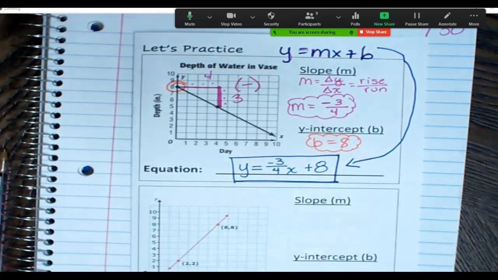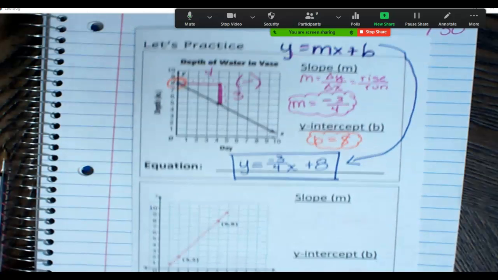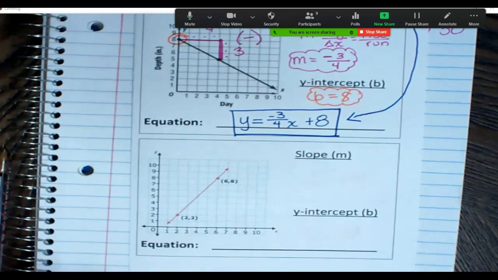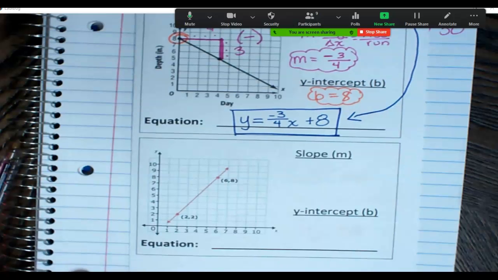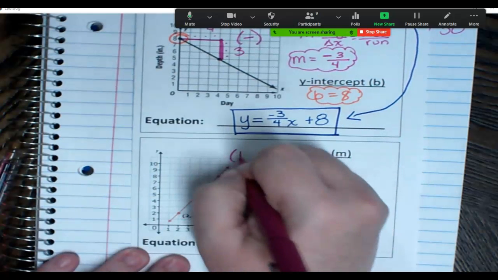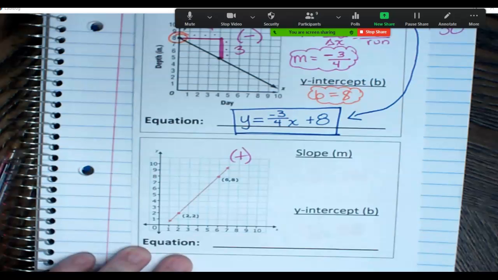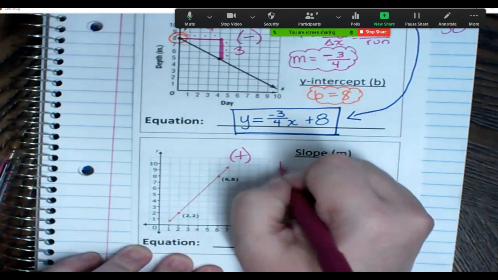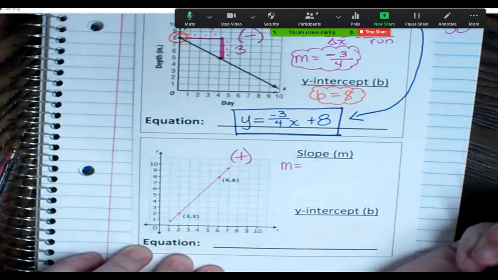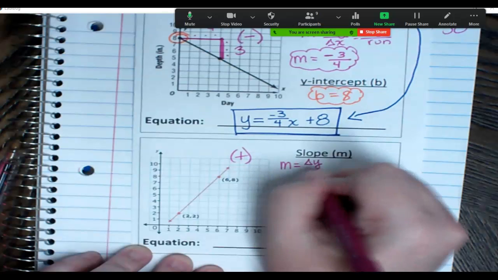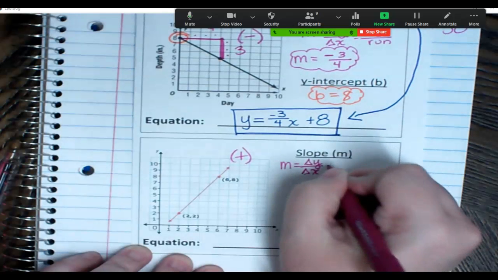All right, let's look at the next one. Think we're ready for this one? Yeah? It's kicked up just a little notch. All right. First of all, what type of slope is this? How do you know? It's going up. All right, so it's a positive slope. I don't have to worry about any signs. How do we find slope? Rise over run. So change in y over change in x.